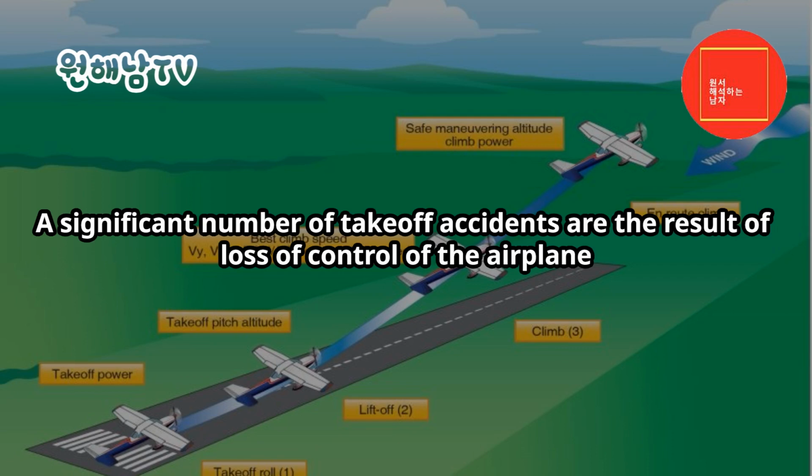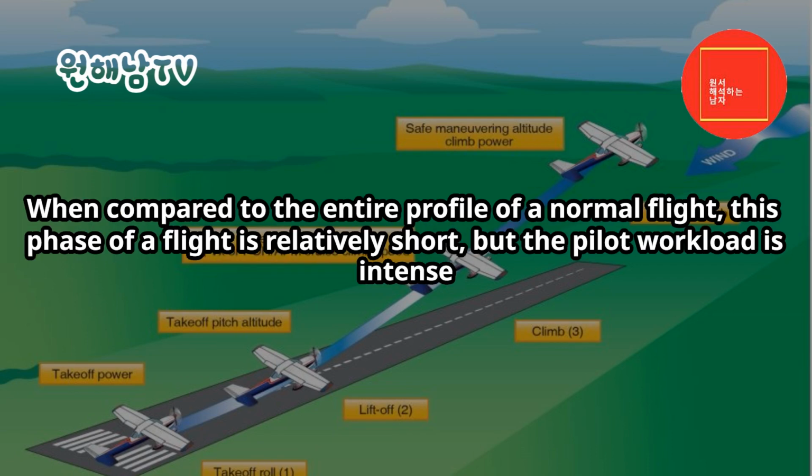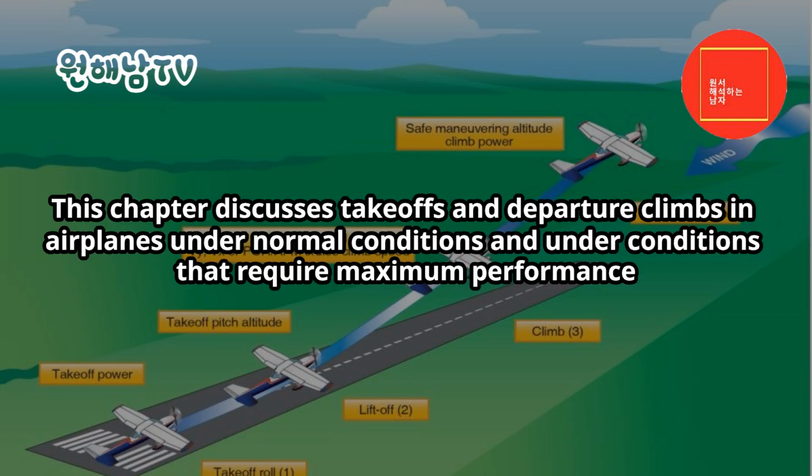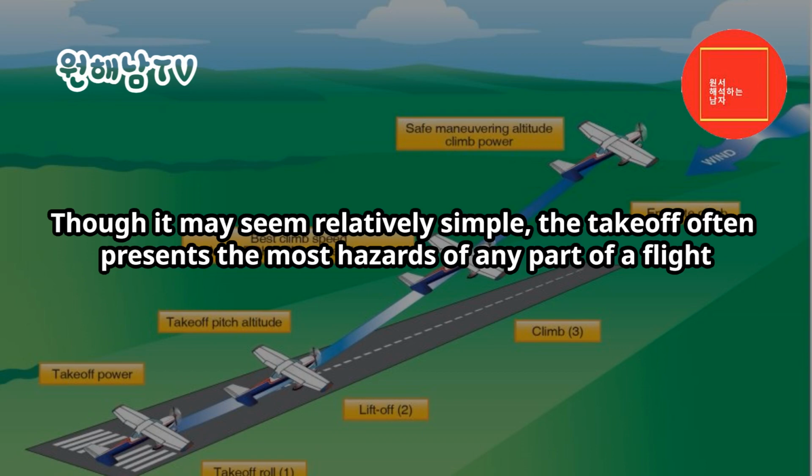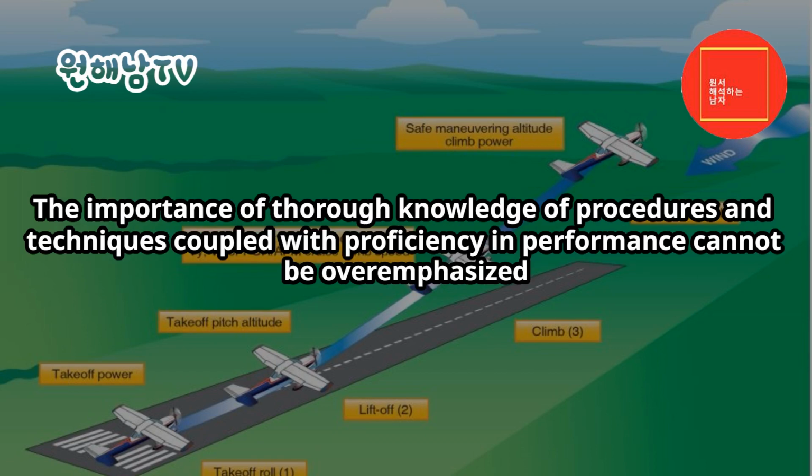A significant number of takeoff accidents are the result of loss of control of the airplane. When compared to the entire profile of a normal flight, this phase of a flight is relatively short, but the pilot workload is intense. This chapter discusses takeoffs and departure climbs in airplanes under normal conditions and under conditions that require maximum performance. Though it may seem relatively simple, the takeoff often presents the most hazards of any part of a flight. The importance of thorough knowledge of procedures and techniques coupled with proficiency in performance cannot be overemphasized.